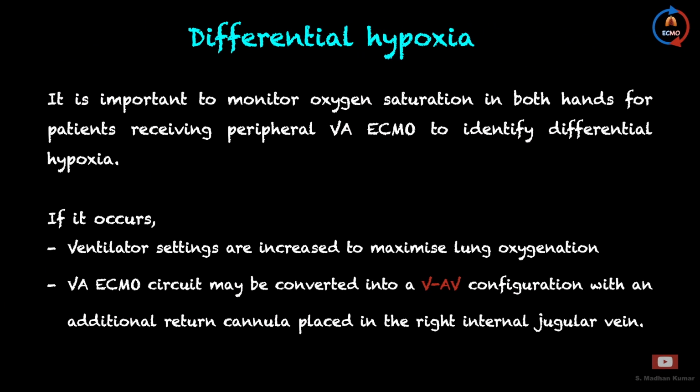It is important to monitor oxygen saturation in both hands for patients receiving peripheral VA ECMO to identify differential hypoxia. If it occurs, ventilatory settings are increased to maximize lung oxygenation to oxygenate the blood coming inside the heart. Or the VA ECMO circuit may be converted into a VAV configuration with an additional return cannula placed in the right internal jugular vein.